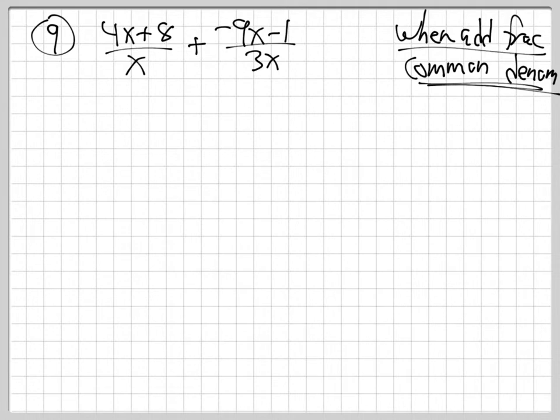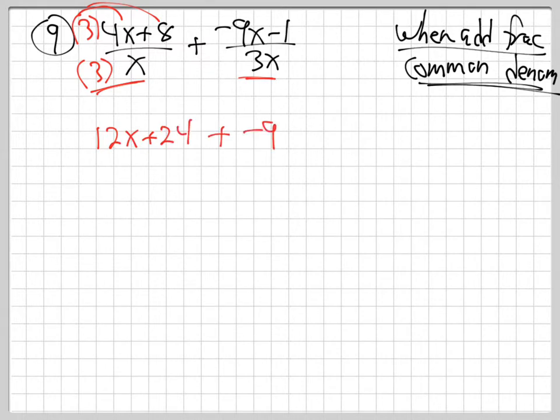So I've got to make those bottoms the same. So I'm going to multiply top and bottom by 3, because that'll make this 3x, just like the other one's 3x. Then they'll have the same denominators. What does this 3 do on the top? He distributes to both of those. So we get 12x plus 24 plus negative 9x minus 1. And they're both just over 3x now. Does that make sense, what happened there?